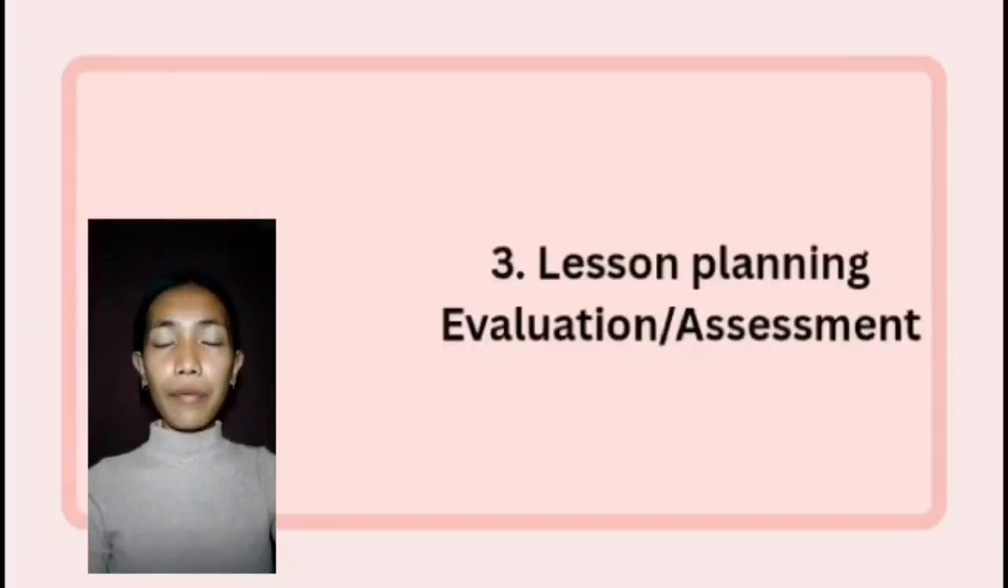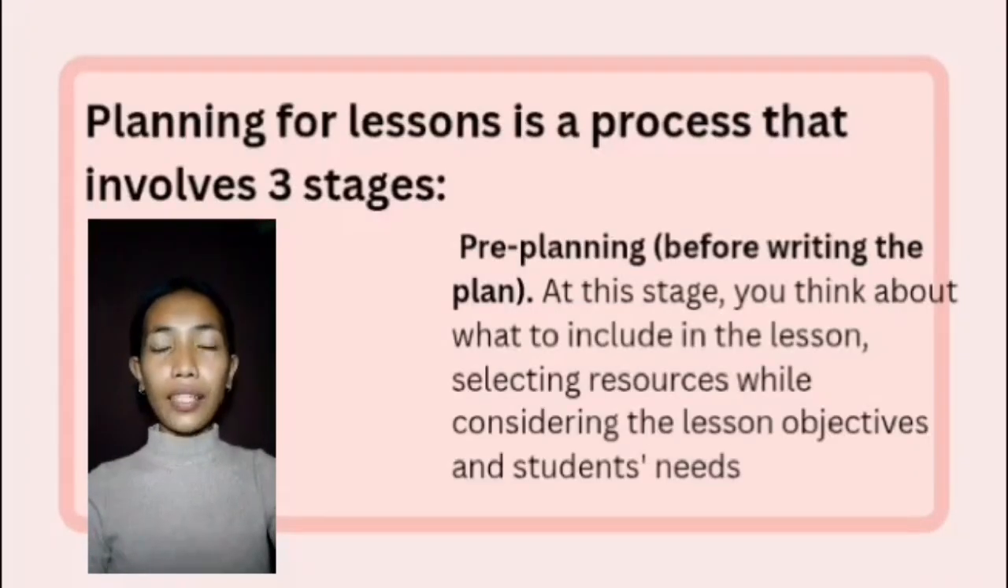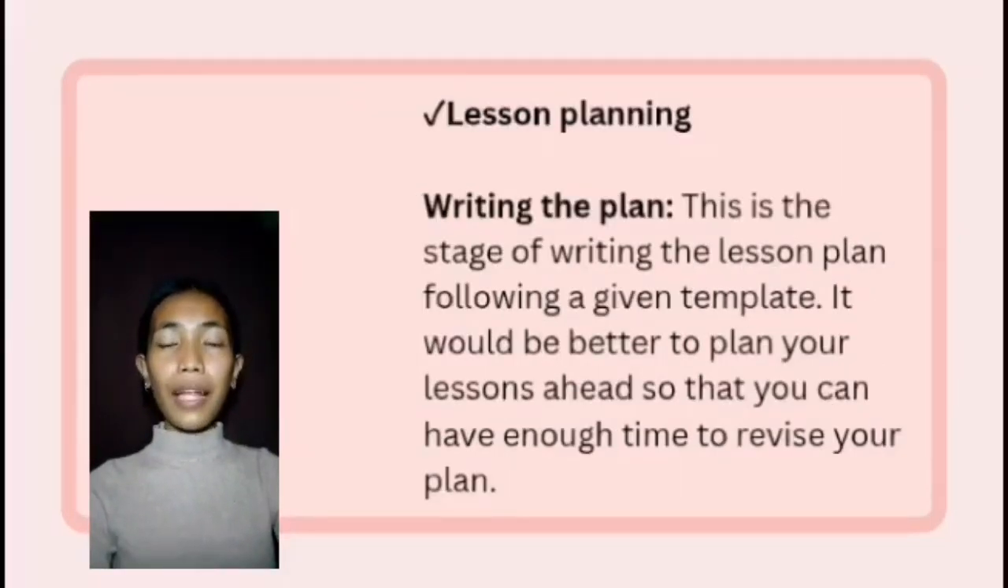So number 3, we have the lesson planning, evaluation, or assessment. Planning for lessons is a process that involves 3 stages. So first, we have the pre-planning, before writing the plan. At this stage, you think about what to include in the lesson, selecting resources while considering the lesson objectives and student needs. So next, we have the lesson planning, writing the plan. This is the stage of writing the lesson plan following a given template.